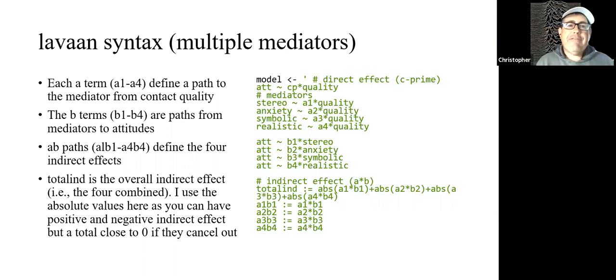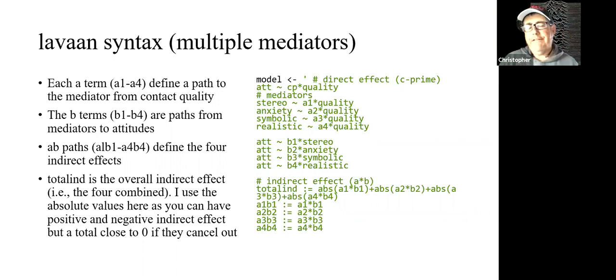Then we're going to have the B paths, the paths from the mediators to attitudes. And those B paths are going to be B1 through B4. Again, keeping the same order here. I would definitely recommend having a really clean order, same thing as the ones across, otherwise it gets really confusing. And then to calculate the indirect effects, it's just A1 times B1, A2 times B2.